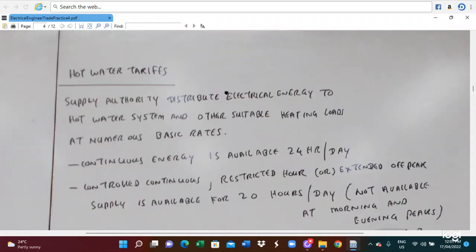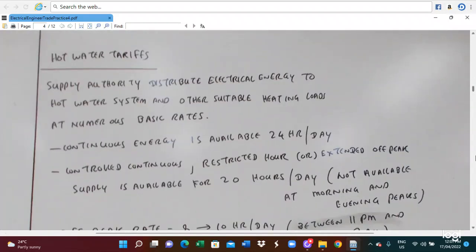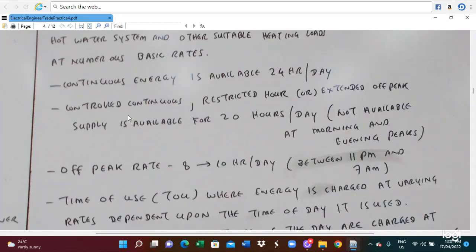The supply authority distributes the electrical energy to hot water systems and other suitable heating loads at a number of rates. Continuous energy is available 24 hours. Controls are continuous or restricted hour. Restricted hour means restricted hour or the extended off-peak, if supply is available for 16 hours a day, or not available for the morning and the evening peaks.